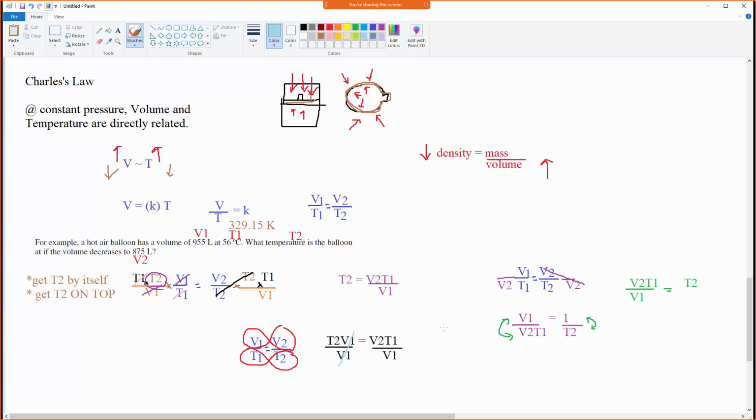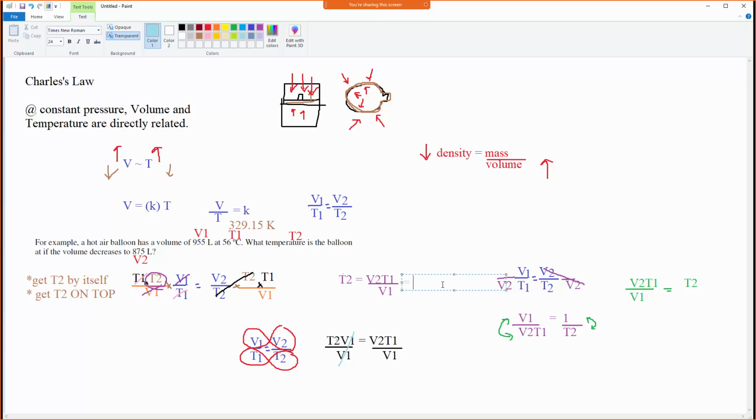All right, well, now that we have done this 3 different ways, let's plug it in. So we need a darker color, a color I can see. Okay, we need V2, which I said was 875 liters, times T1, which I said was 329.15 K. Ooh, I'm running out of space. And we're going to divide that by V1, which I said was 955 liters.